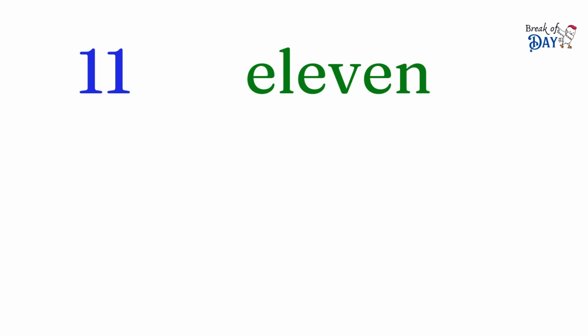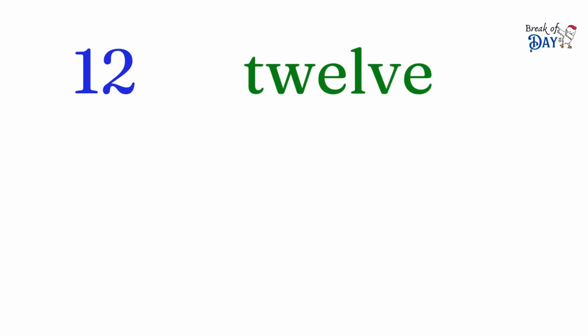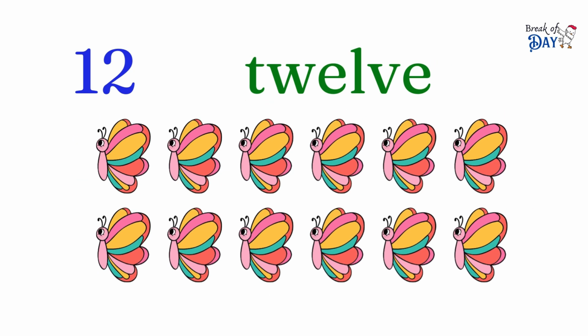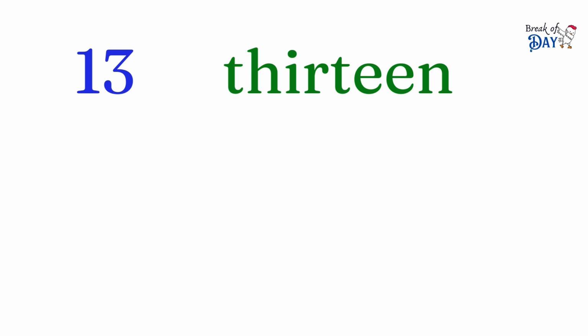This is number 11. E-L-E-V-E-N. Count the flowers with me. 1, 2, 3, 4, 5, 6, 7, 8, 9, 10, 11. There are 11 flowers. This is number 12. T-W-E-L-V-E. Let's count the butterflies. 1, 2, 3, 4, 5, 6, 7, 8, 9, 10, 11, 12. There are 12 butterflies. This is number 13.